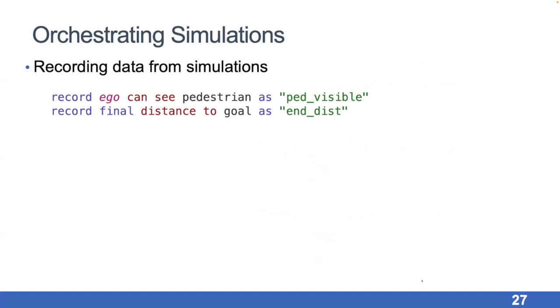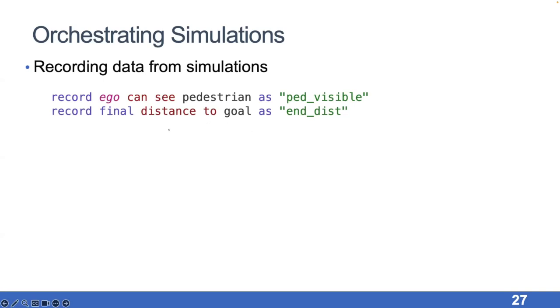Eddie will talk more about this later, but the basics are that there's a record statement in SCENIC, which lets you save the value of some expression, arbitrary expression. So here, for example, maybe I want to know a time series of when over the course of the simulation could the ego car, in theory, see the pedestrian versus it being occluded. So here I can say, evaluate the ego can see pedestrian expression at every time step and save it in this time series called PED visible.